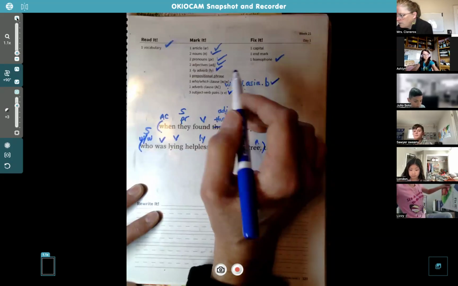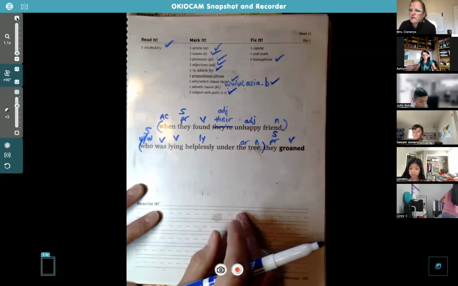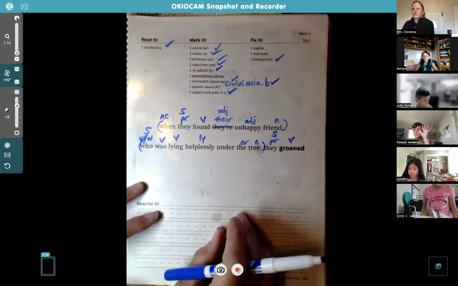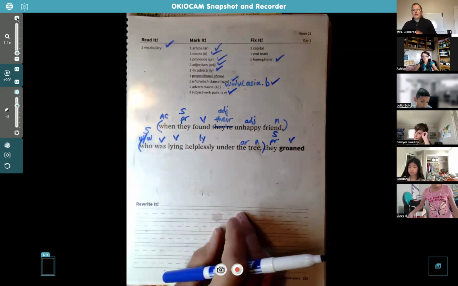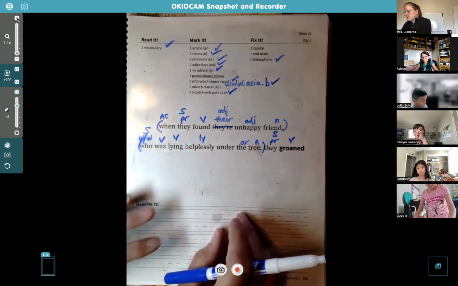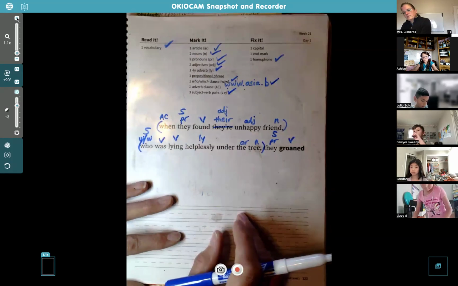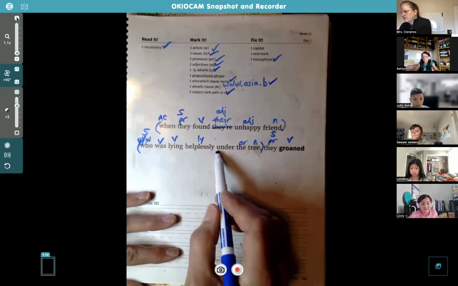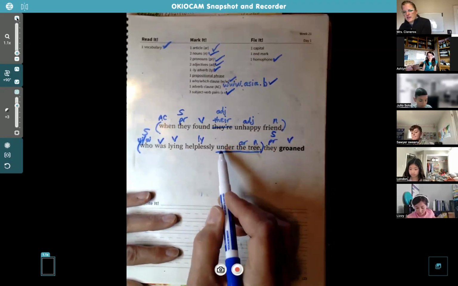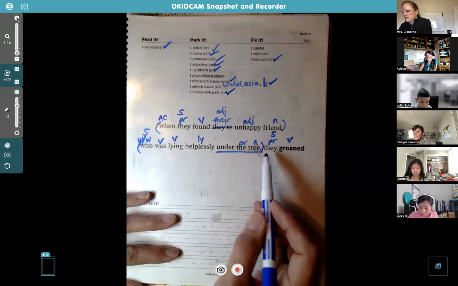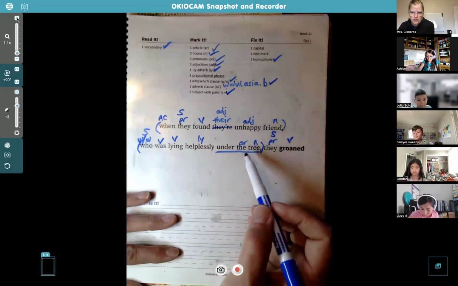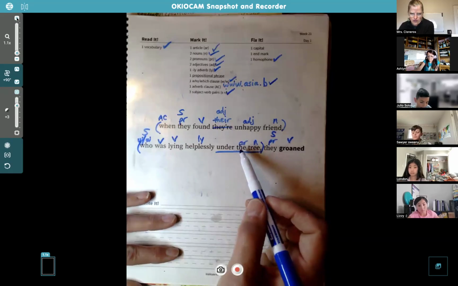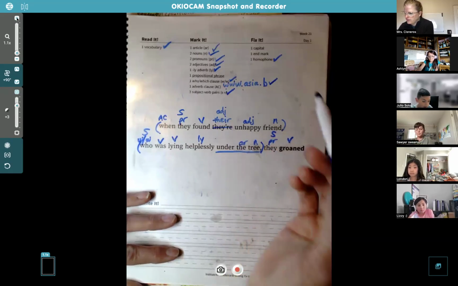Okay. Prepositional phrase. You got it, Lizzie? Prepositional phrase. I see Sawyer's hand, but let's see if Lizzie's got it. Under the tree? Good. Under the tree. This is the only one we don't have a label on yet. It's pretty easy to spot. Under the tree. And notice there's no verb here. It's just under and then an article the and then the noun tree.